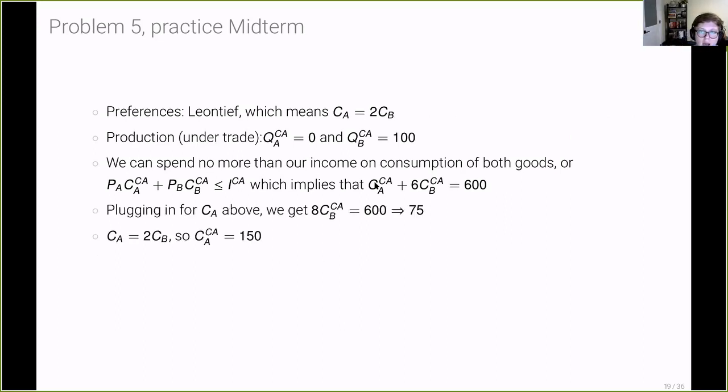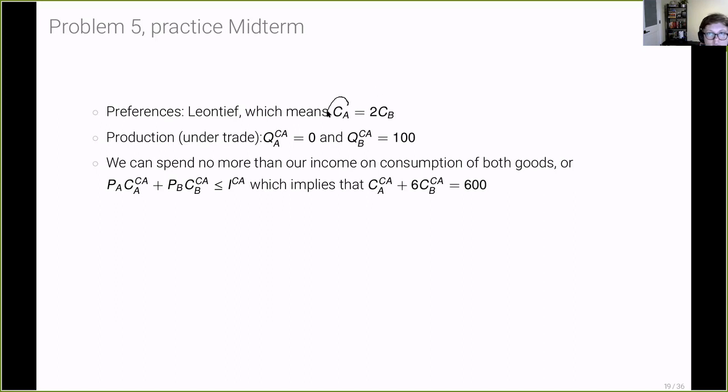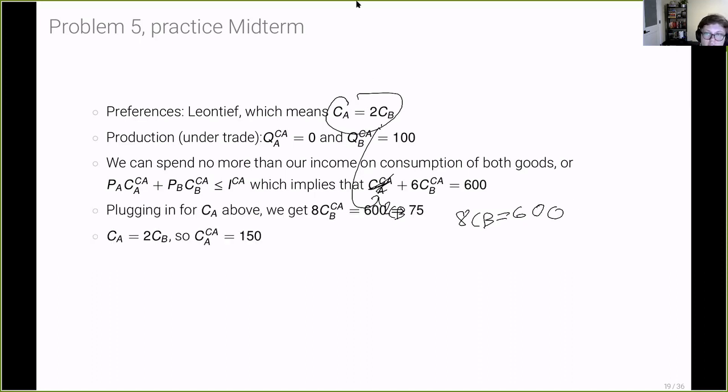So now what we can do is use this and plug into CA here to solve for what we must be consuming of, I'm sorry, I'm forgetting bread alone. If I do that, I know that CA is equal to 2CB. So if I cancel that out here, I get 2CB plus 6CB is equal to 600. That's going to give me 8CB is equal to 600, which yields that CB is equal to 75.